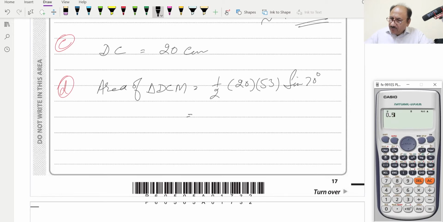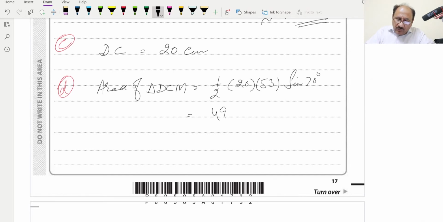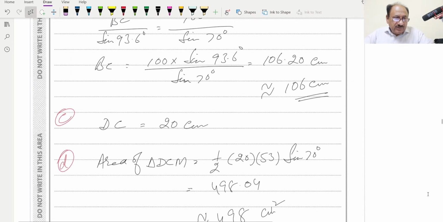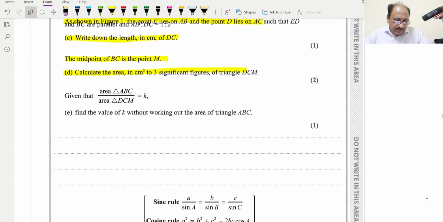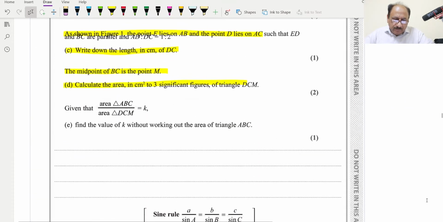So half, 0.5, into 20 into 53 multiplied by sine of 70 degrees, and this is equal to 498.04. So up to 3 significant figures it will be 498, and this will be centimeters squared. This will be the final answer for part D. So, calculate the area in centimeters squared to 3 significant figures of triangle DCM. We are done with this.